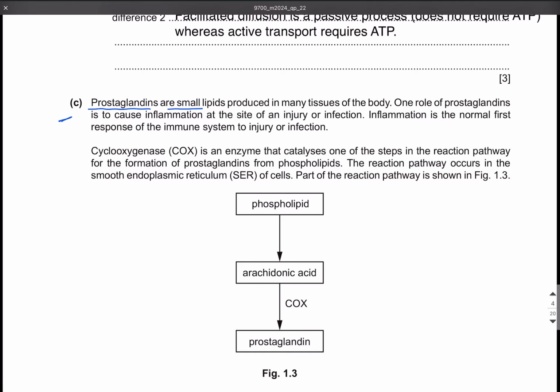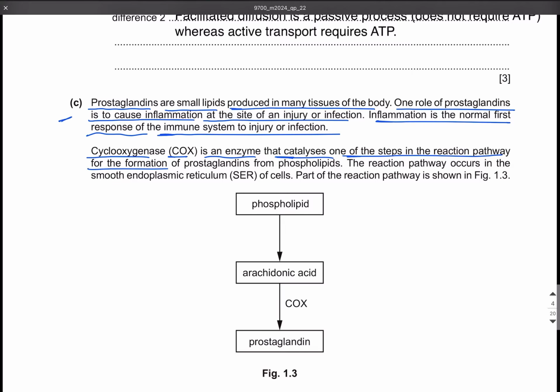Prostaglandins are small lipids produced in many tissues of the body. One role of prostaglandins is to cause inflammation at the site of an injury or infection. Inflammation is the normal first response of the immune system to injury or infection. Cyclooxygenase or COX is an enzyme that catalyzes one of the steps in the reaction pathway for the formation of prostaglandins from phospholipids. The reaction pathway occurs in the smooth endoplasmic reticulum of cells. Part of the reaction pathway is shown in figure 1.3.